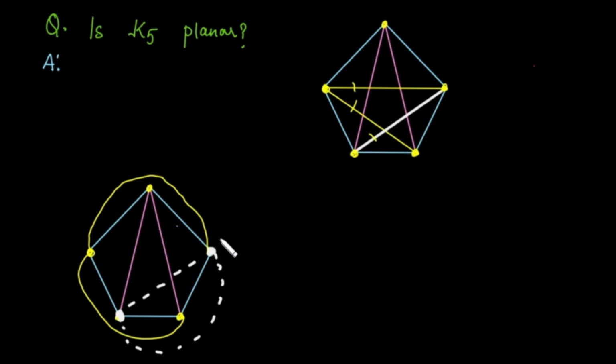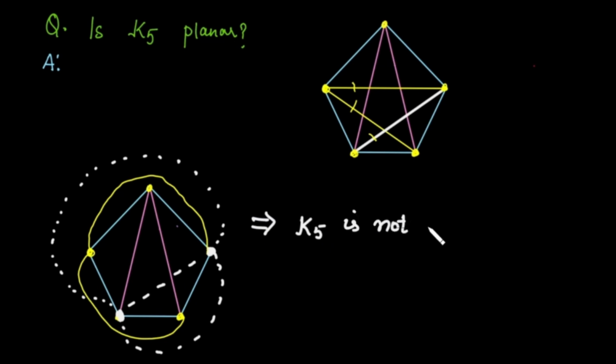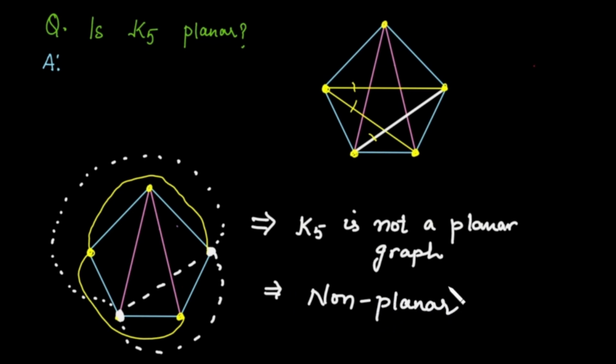So let's try to move from the outside, from the upper side. From the upper side, still we are getting the crossing of the edges. So there does not exist any other way to reconstruct this graph so that there is no intersection of the edges. Therefore we can say that K5 is not a planar graph. When the graph is not planar, it is also called a non-planar graph. So we can say that K5 is a non-planar graph.